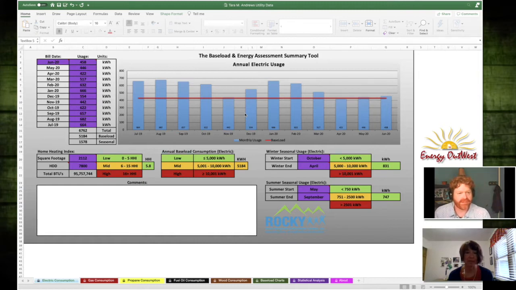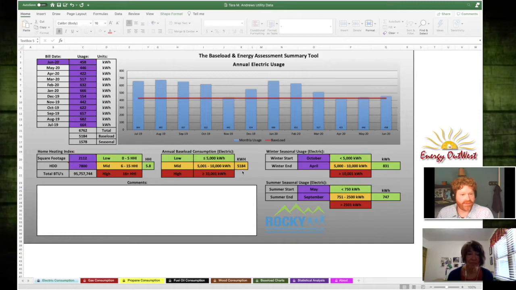As we look through some of our fields here, the home heating index is 5.8, and that's in the green range. So it looks like the overall energy footprint of the home is in pretty good shape. That's a good thing. That tells us that, at least at the beginning of this assessment, we're not overly concerned with energy waste. As we move to the right, we're looking at the annual base load consumption, and we're in the medium range, but just barely. So it's at the very low end of the medium range. So really, that's pretty good.